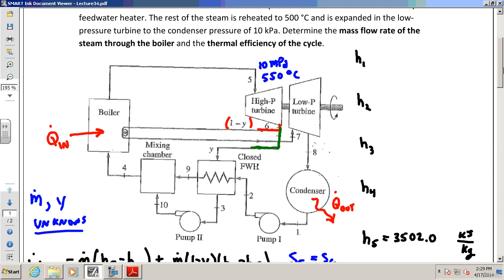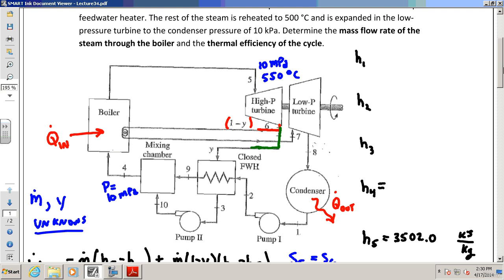You really aren't going to be able to find H4 because the only thing you know about state 4 is its pressure. You know the pressure right there is 10 megapascals, but that's all you know. And it's coming out of a mixing chamber, so I don't know. You're not going to be able to get H4. I'll just tell you that. You just don't know enough about it, okay? So that one's going to be a tricky one.